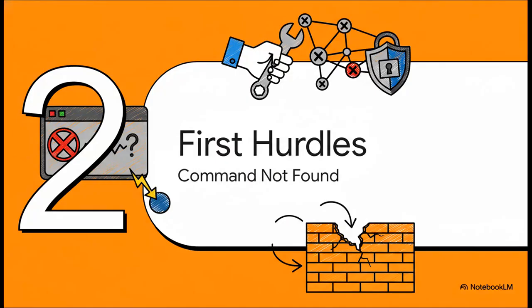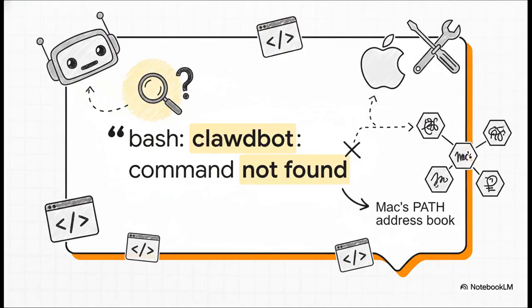But of course, right out of the gate, our user hits the most common and, let's be honest, the most frustrating wall you can hit in any terminal installation. Yep, that old classic: command not found. You run the install script, you type in the command, and nothing. The system has no clue what Clawdbot is. The command is there, but your Mac's path, its internal address book, is missing the entry.